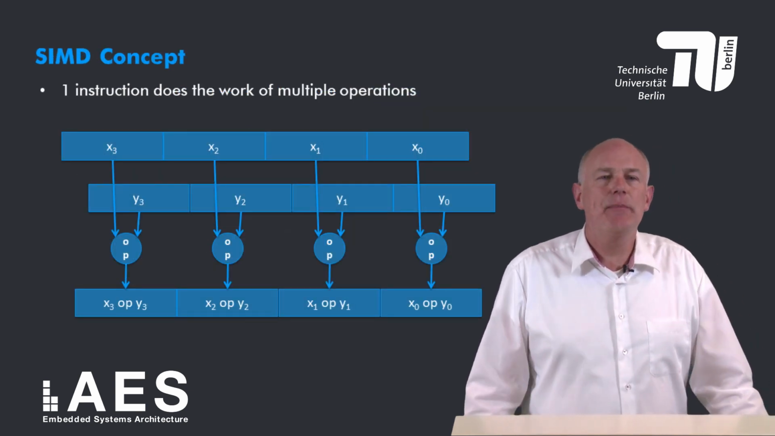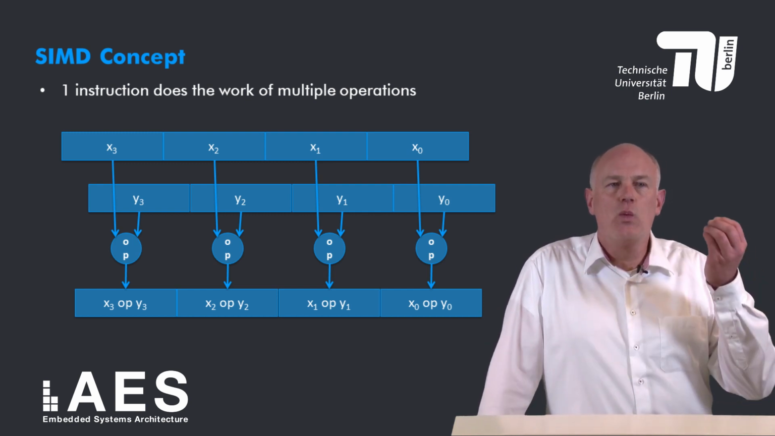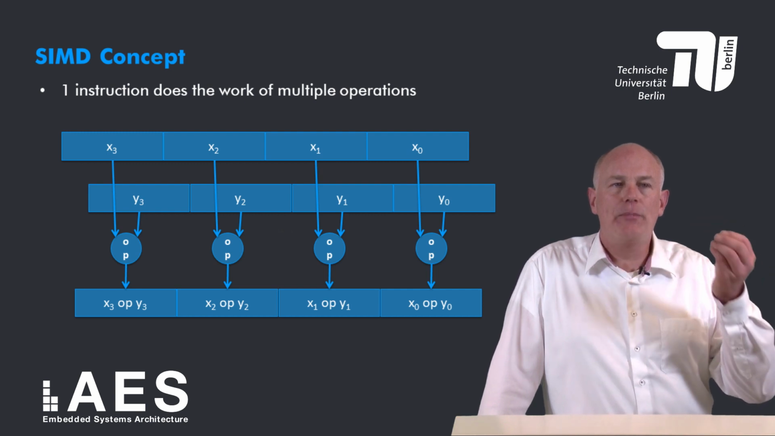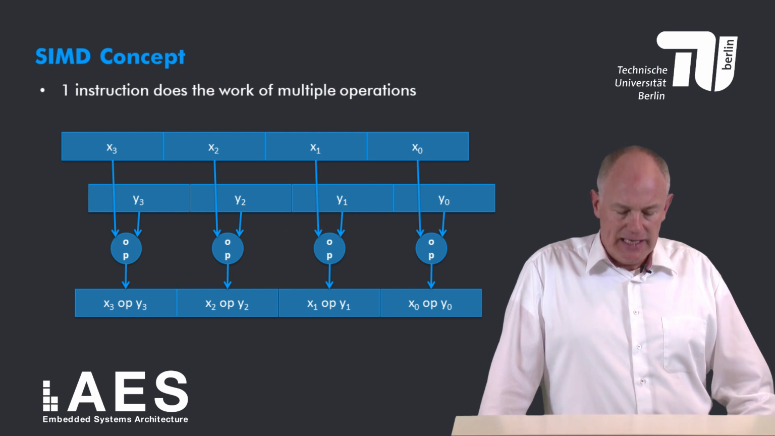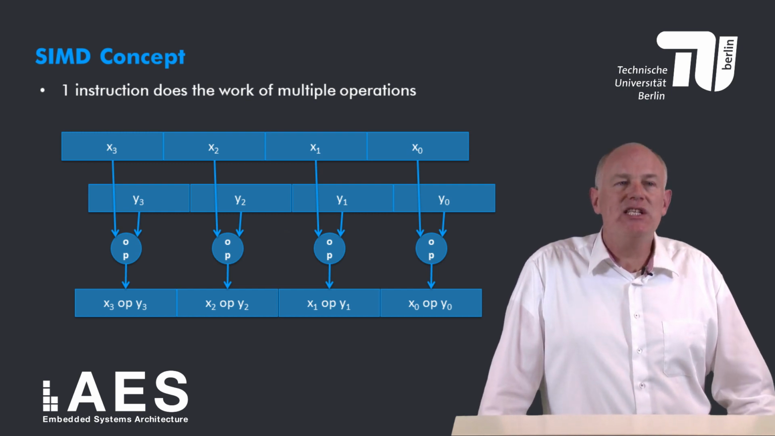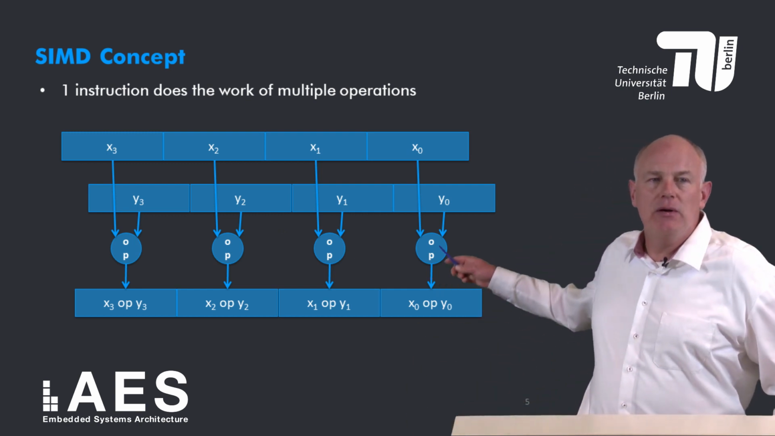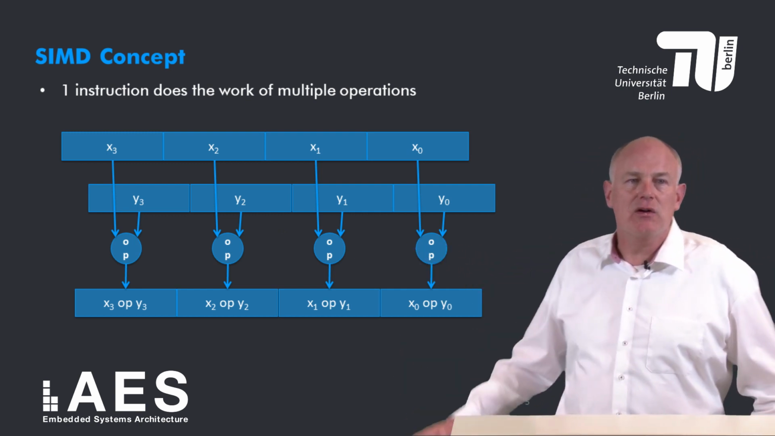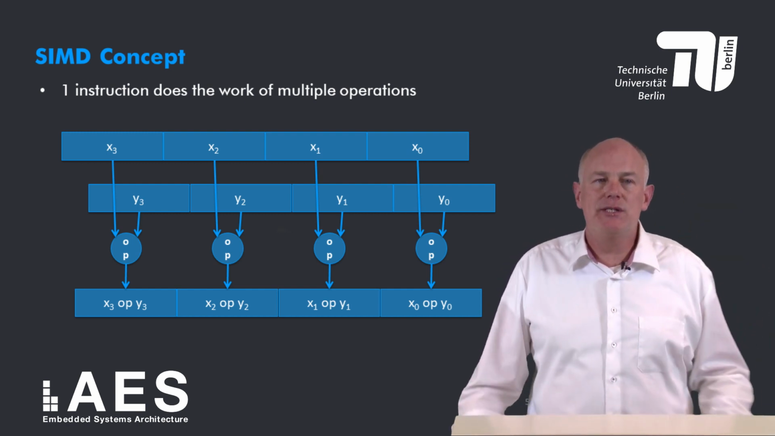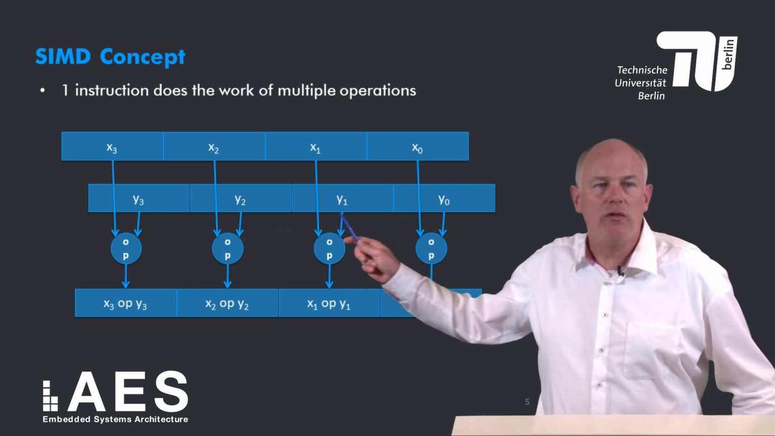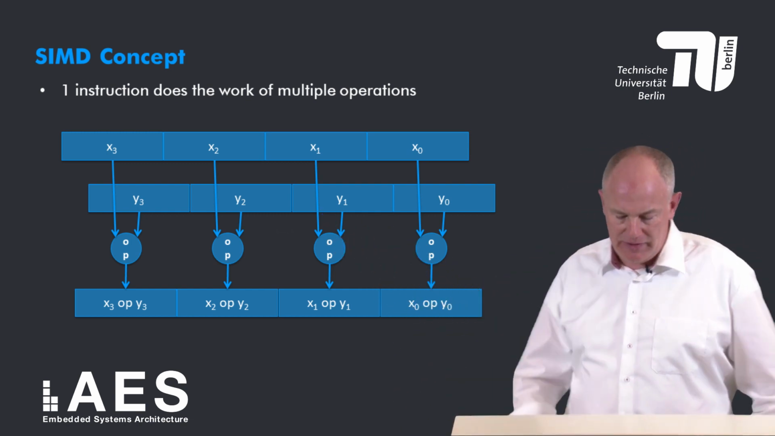The basic idea behind SIMD is that one instruction performs the work of multiple operations at the same time. Here we have a very simple illustration of a very simple SIMD instruction where the operation op, indicated here in this circle, is performed in parallel on all elements contained in a small vector register, and the result is placed in another vector.